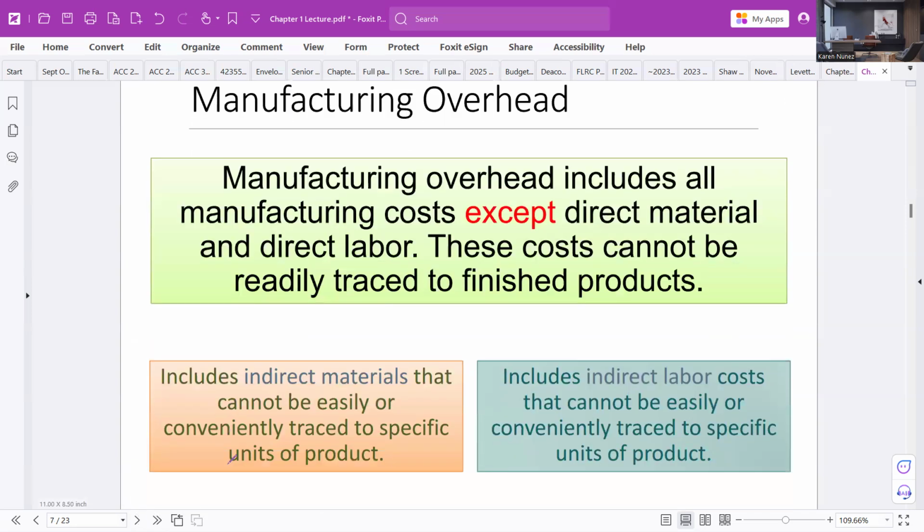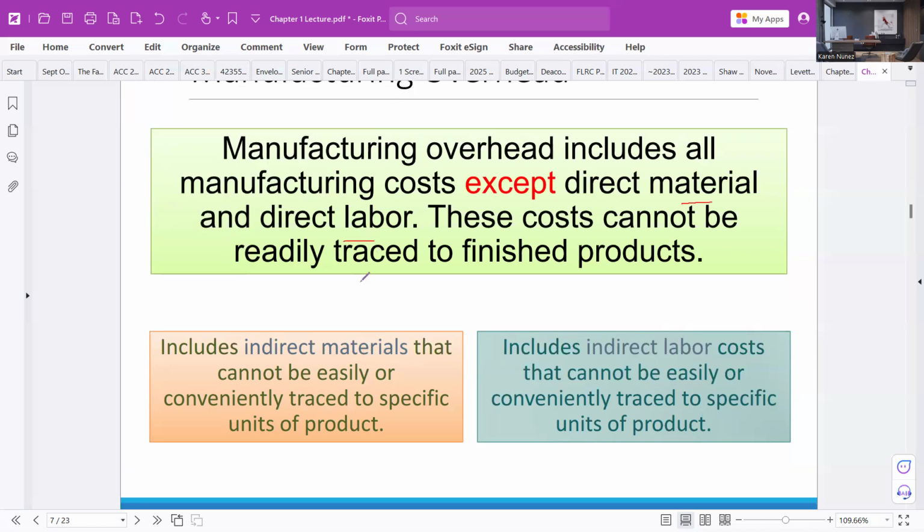So, in a manufacturing operation, the direct costs include the direct materials and the direct labor. Everything else, all other manufacturing costs, would be classified as manufacturing overhead. So, in a manufacturing environment, we only have three kinds of costs related to manufacturing. Direct material, it's traceable to the product. Direct labor, it's traceable to the product or the cost object. And then everything else would be manufacturing overhead.